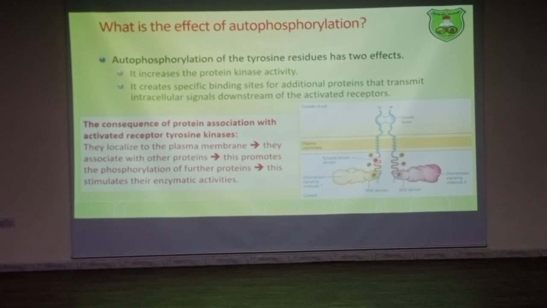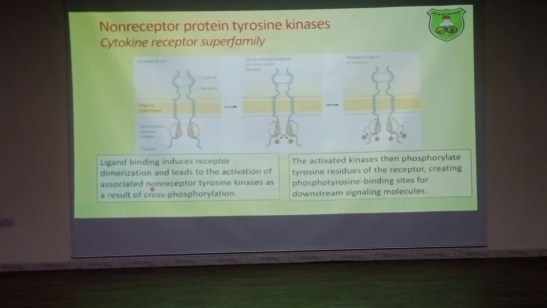So you have these proteins localizing to the plasma membrane, and they can associate with other proteins, so we have a cluster of proteins on the receptor. It promotes phosphorylation of these proteins by the receptor or other enzymes. And this stimulates the enzymatic activity of these enzymes. Now let's give examples. Non-receptor protein tyrosine kinases do not have kinase activity themselves, but they associate with kinases.